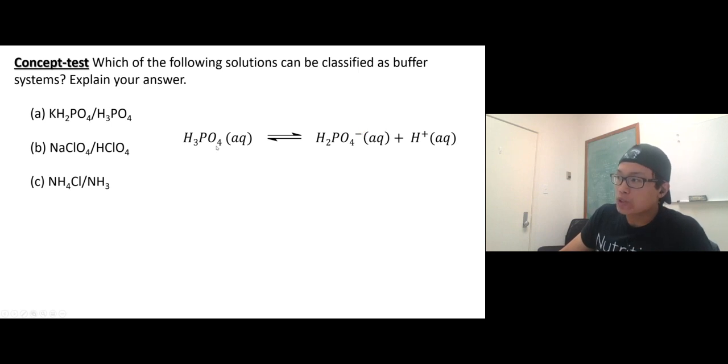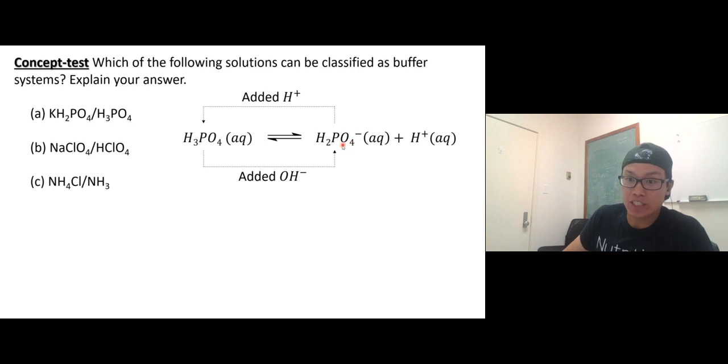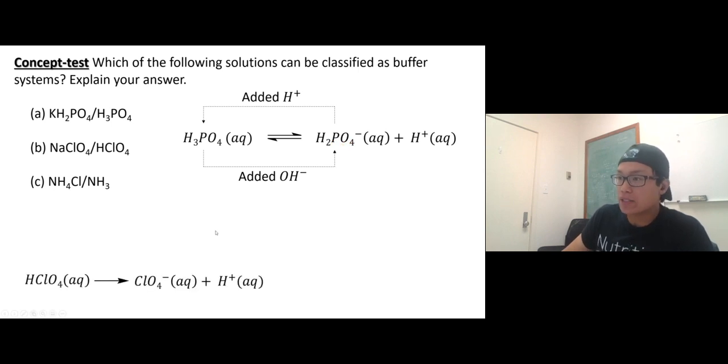If you add an acid, who's going to come pick up the acid? The basic form, dihydrogen phosphate, and it becomes phosphoric acid. If this solution gets added a hydroxide ion, a base, the acid form will go pick it up and become dihydrogen phosphate. The pH doesn't change. All right, try the second one right here.